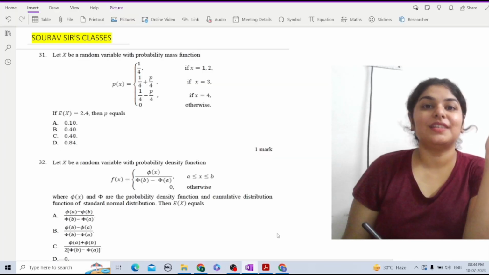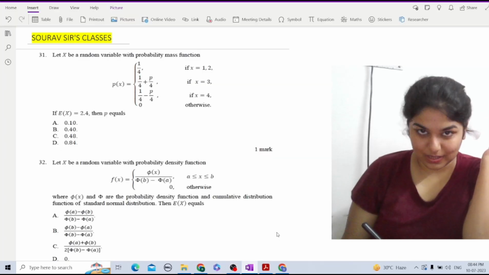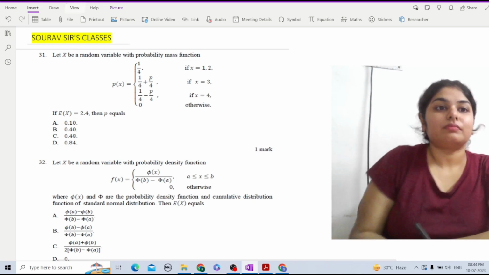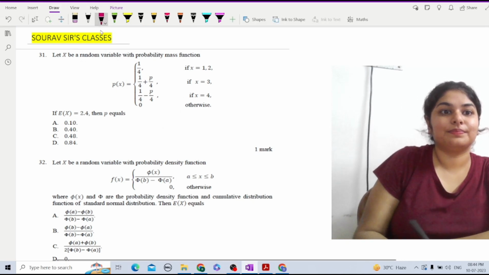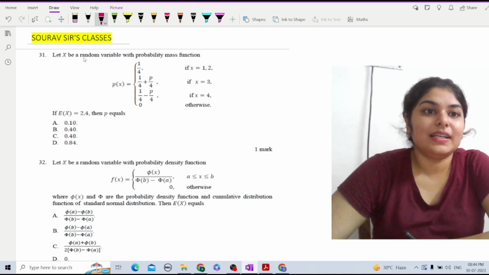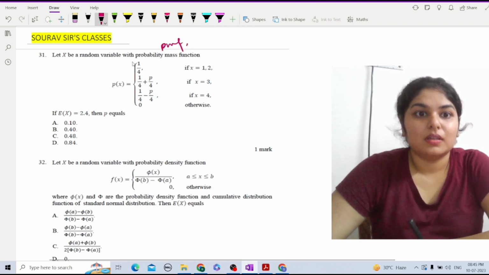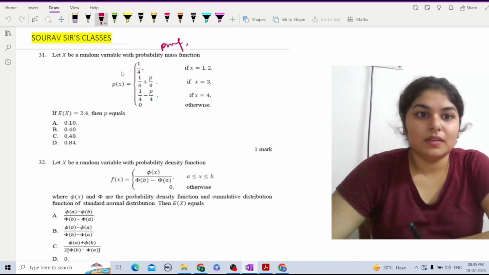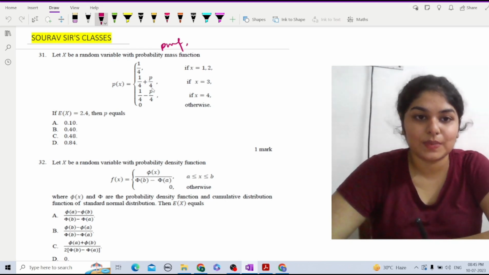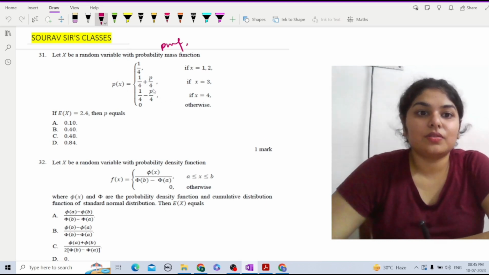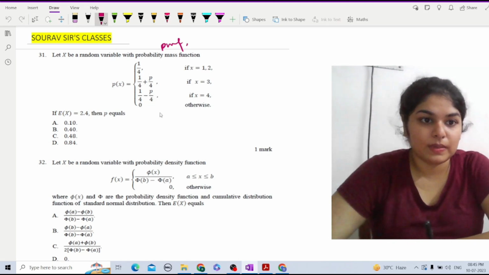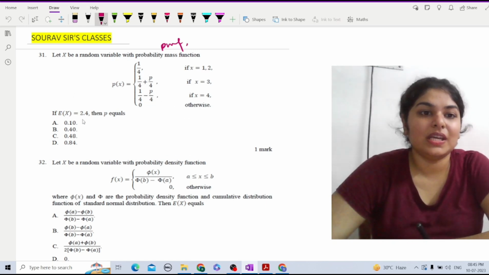Hey there, so let us continue with question number 31. Here we are given, let X be a random variable with probability mass function as follows. The probabilities for X equals 1 and 2 are 1/4, for X equals 3 it's 1/4 plus p/4, for X equals 4 it is 1/4 minus p/4, and 0 otherwise. Now if E[X] equals 2.4, then p equals what?